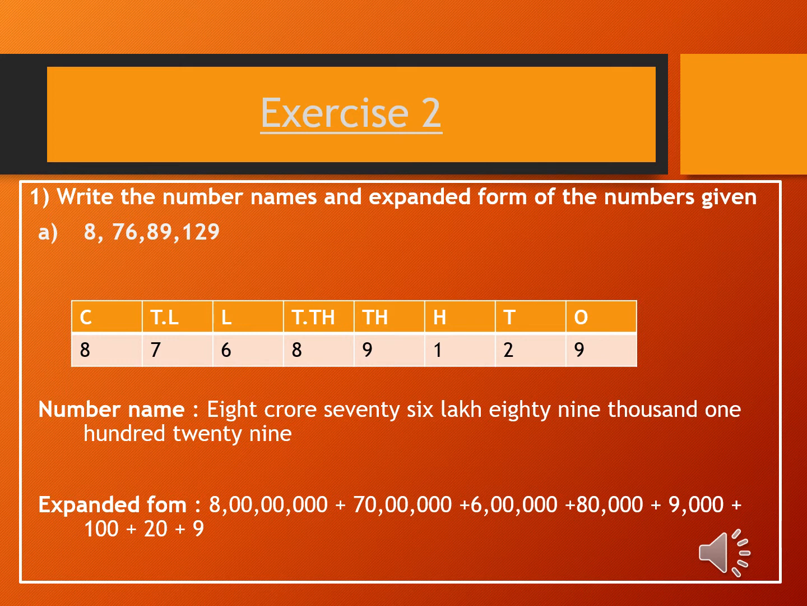Plus 6 under lakhs position, so 6 lakh. Next digit 8 under 10,000s place, so 80,000. Next 9 under thousands place, so 9,000. 1 under hundreds place, 100. 2 under tens place, 20. Plus 9 under ones place, 9. So its expanded form is 8 crore plus 70 lakh plus 6 lakh plus 80,000 plus 9,000 plus 100 plus 20 plus 9.